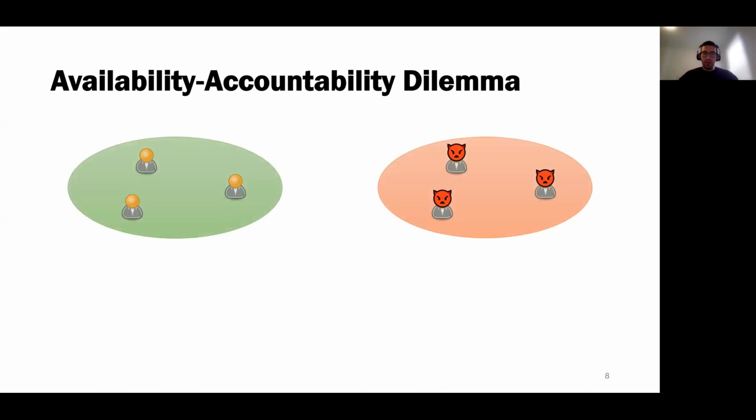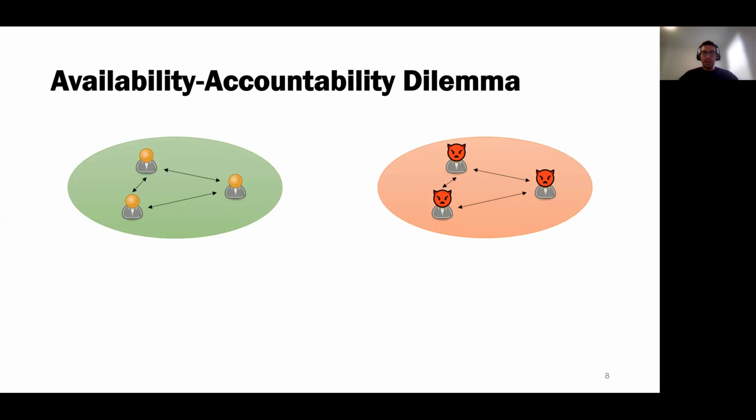To prove the dilemma, for the sake of contradiction, let's assume that there indeed exists a protocol that can satisfy both dynamic availability and accountable safety. Let's consider the universe where this protocol is deployed. In this universe, the validators on the left-hand side are honest, whereas the validators on the right-hand side are adversarial. Each validator can talk to each other within their respective groups.